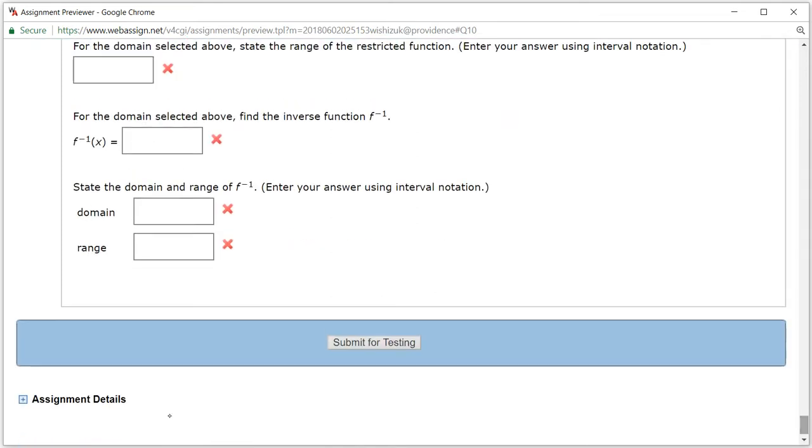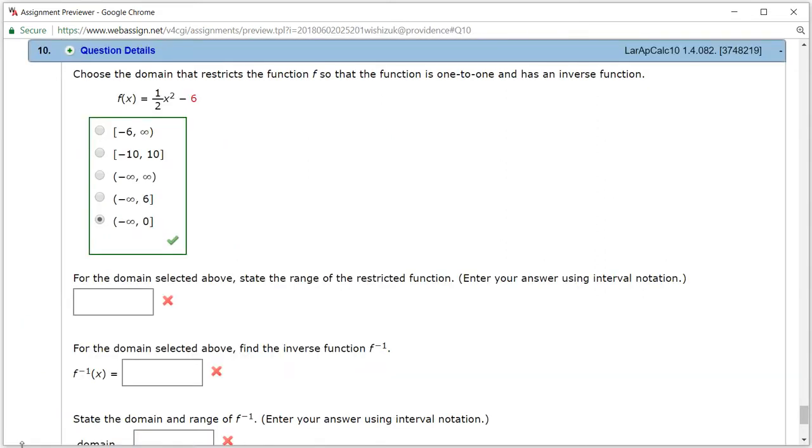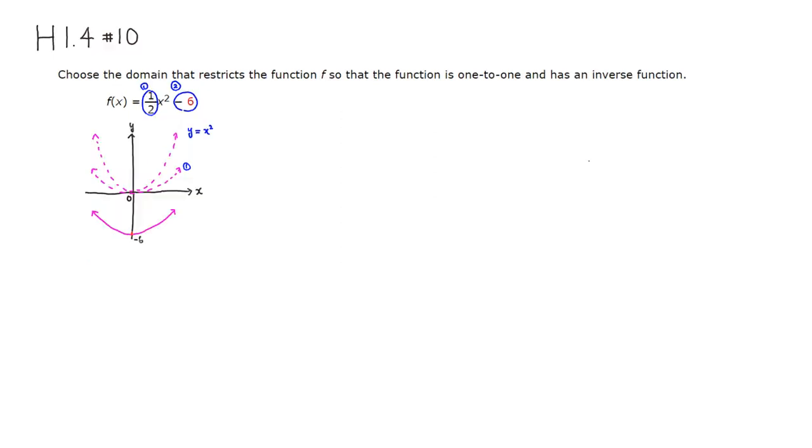Let's go ahead and check the answer first. Submit for testing. All right, I came back and looks like we got this one correctly. And for the domain selected, we have the right domain, now state the range of the restricted function. Let's look at that.